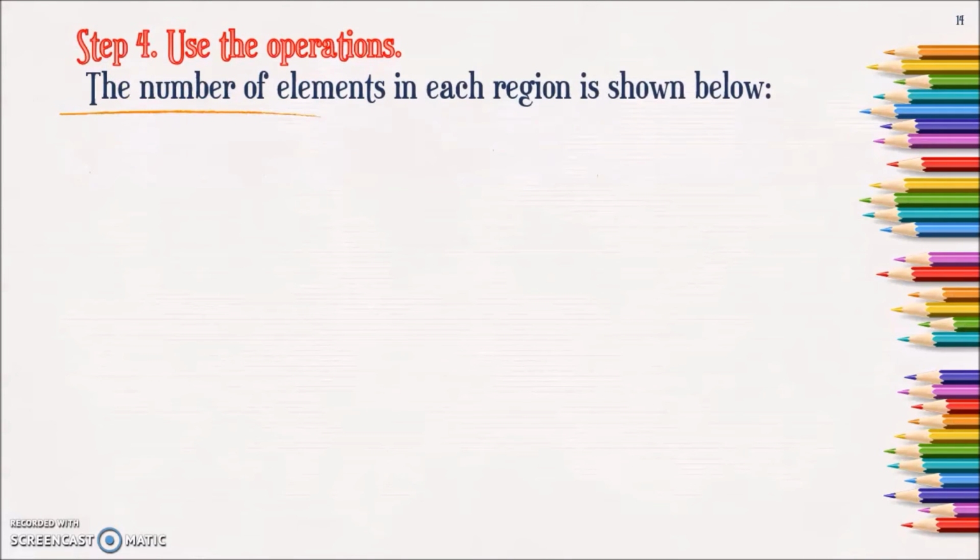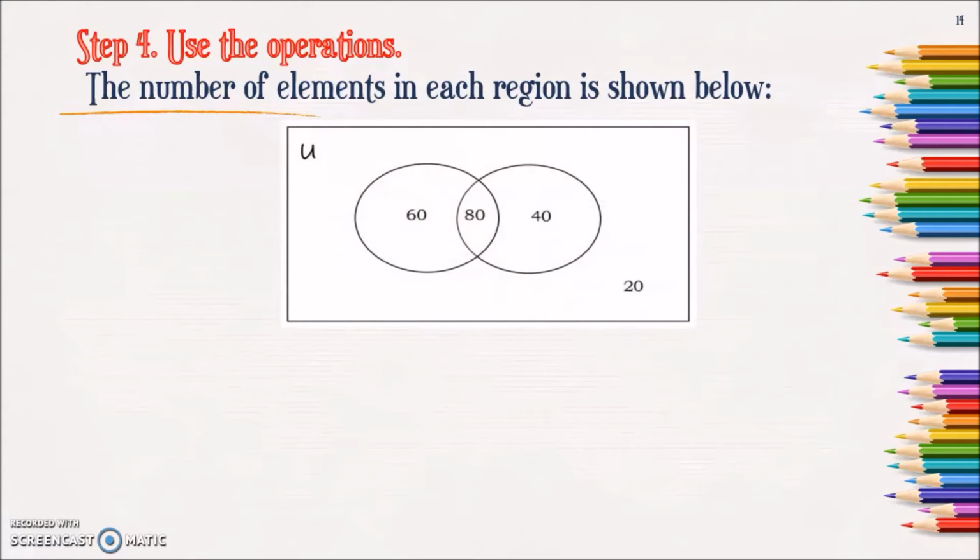So, step 4. After using the set operations, the number of elements in each region is shown below. Based on our first illustration, we have T, 80, C, and X. Now we substitute them with the values we got from answering the previous questions. So we have here 60, 80, 40, and 20.